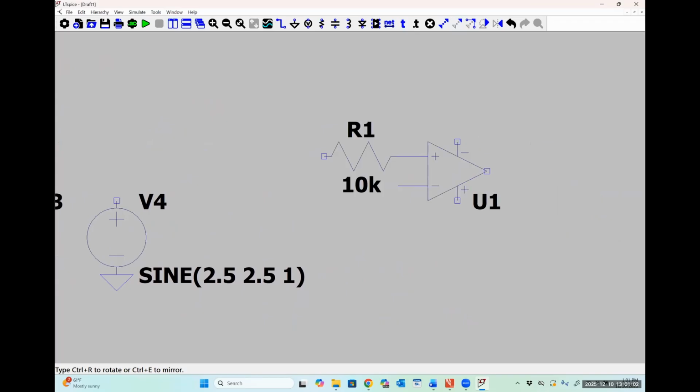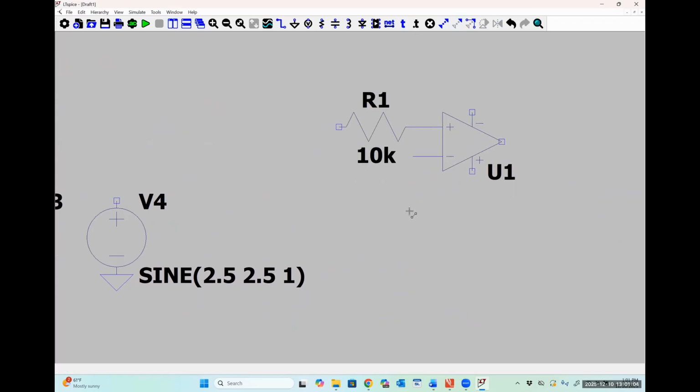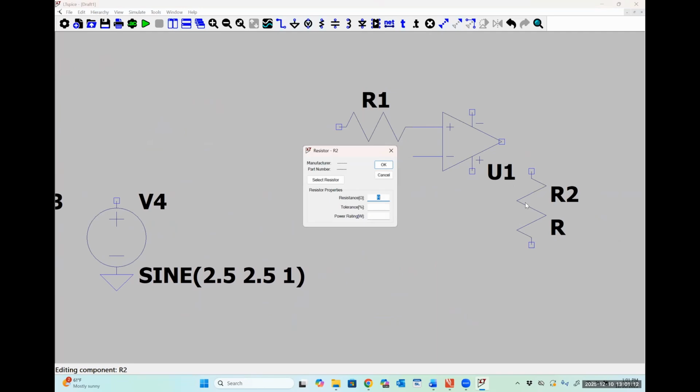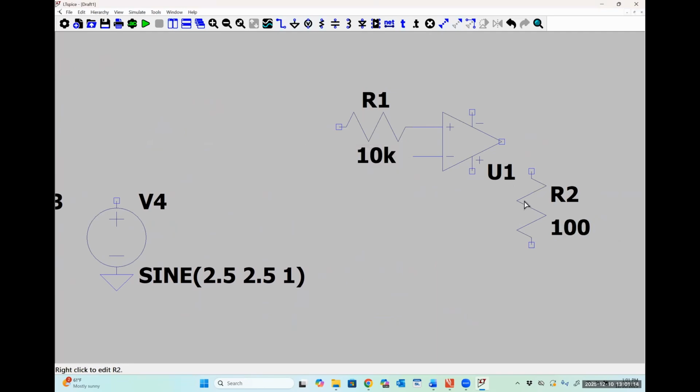Kind of running out of space. So I'm just going to move this over again, just to pretty things up. And I need to put a load resistance around here. So this is going to be a 100 ohm resistor. Let's ground this. Wire this. Okay.